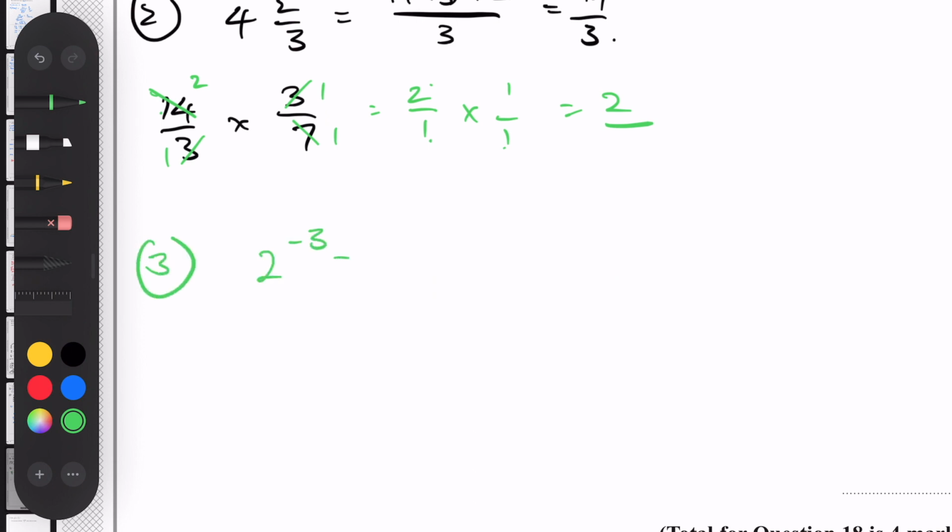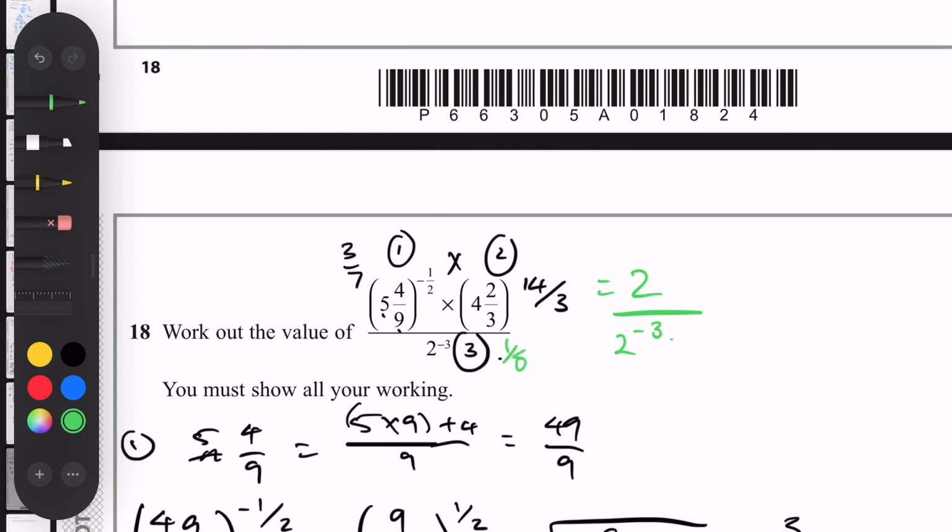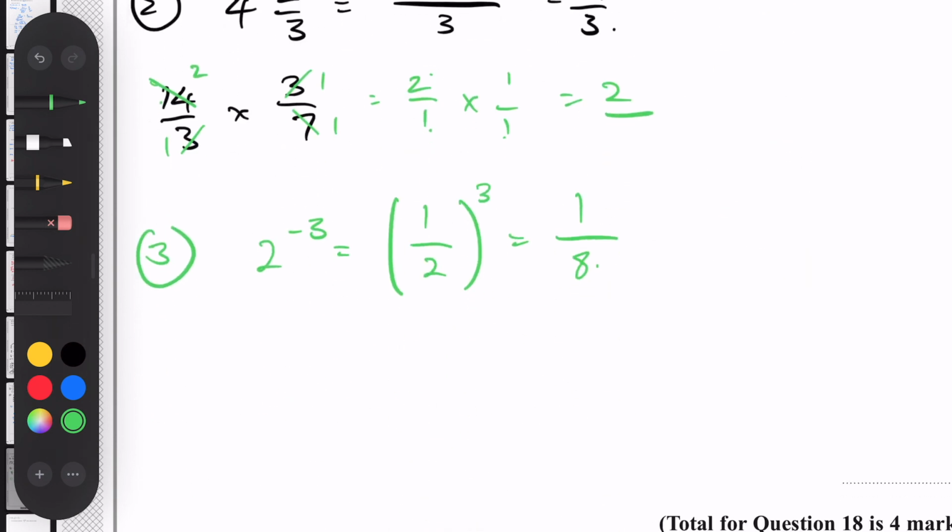2 to the minus 3 means you are going to first flip it, find the reciprocal of 2 because of that minus symbol. So that becomes 1 over 2, and then it's cubed. So you're going to cube 1, which just gives you 1, cube 2, which gives you 8. So this becomes 1/8. So you've got 2 divided by 1/8, like that.